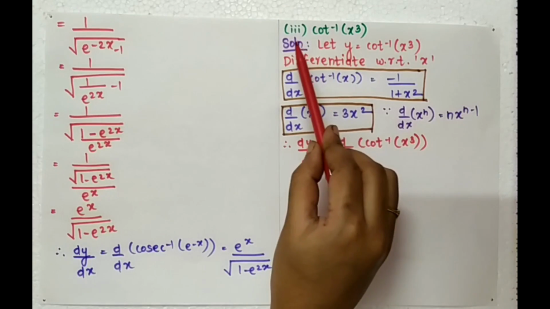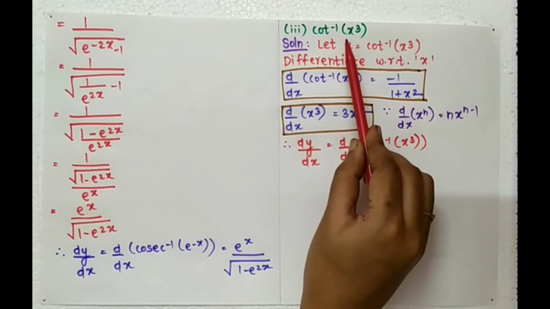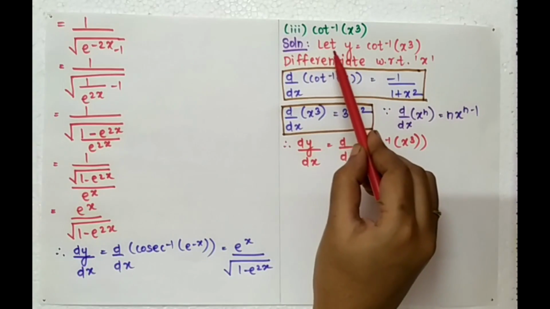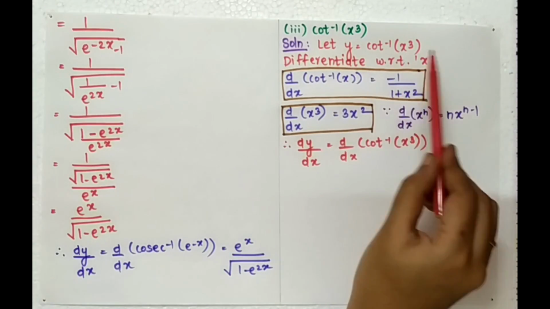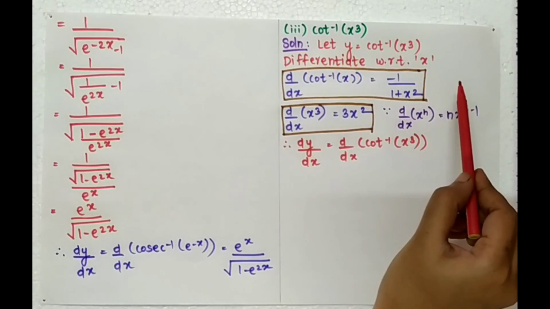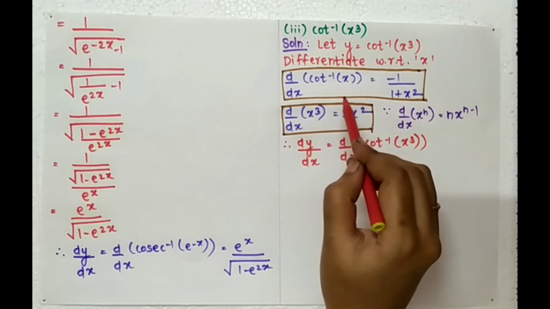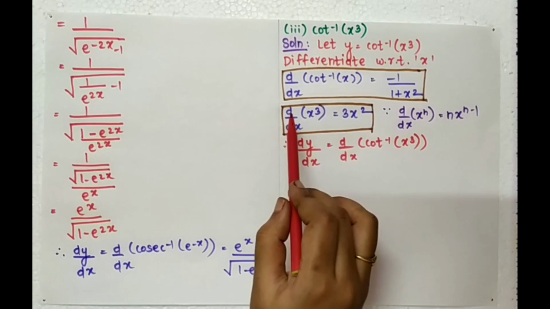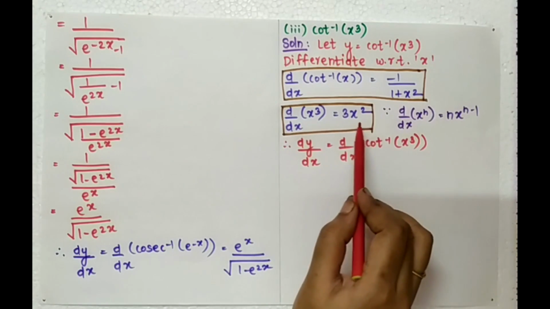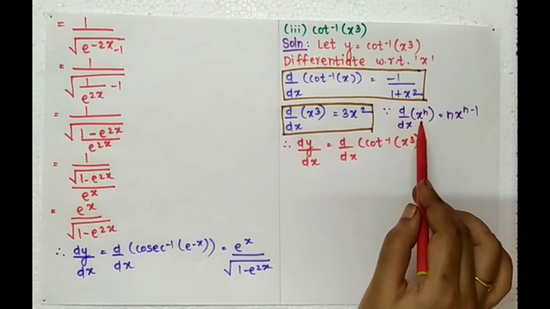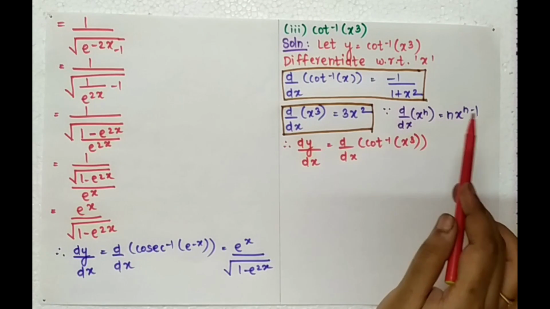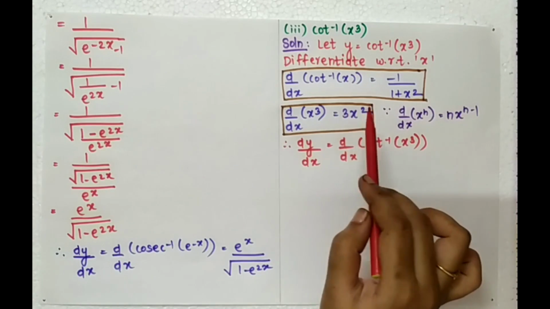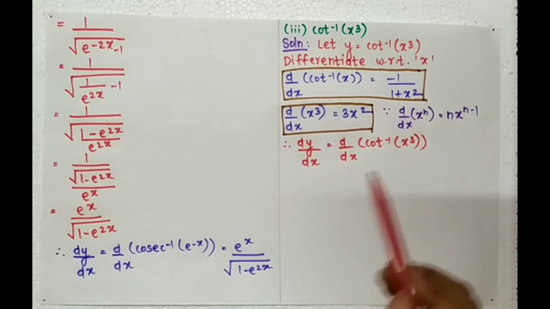Okay, now see question number 3. Question number 3 given is cot inverse x cube. The solution is similar. We let y equal cot inverse x cube and differentiate with respect to x. We know the derivative of cot inverse x is minus 1 upon 1 plus x square. And also we know the derivative of x cube is 3x square, because derivative of x power n is n into x power n minus 1. In place of n we substitute 3. So we arrive at 3x square.